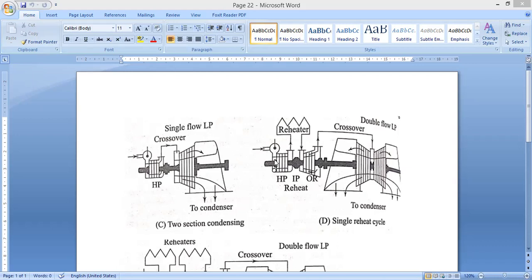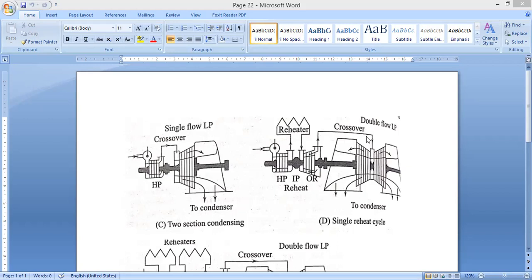It goes to the high pressure turbine, and here it is expanded to a certain extent, and then goes to the reheater. From the reheater it is reheated, its temperature is raised, and then it goes through another nozzle. It comes to the intermediate pressure or IP, and from IP it goes down to the crossover itself. It goes out again, its temperature is reduced, but there is no more reheater.